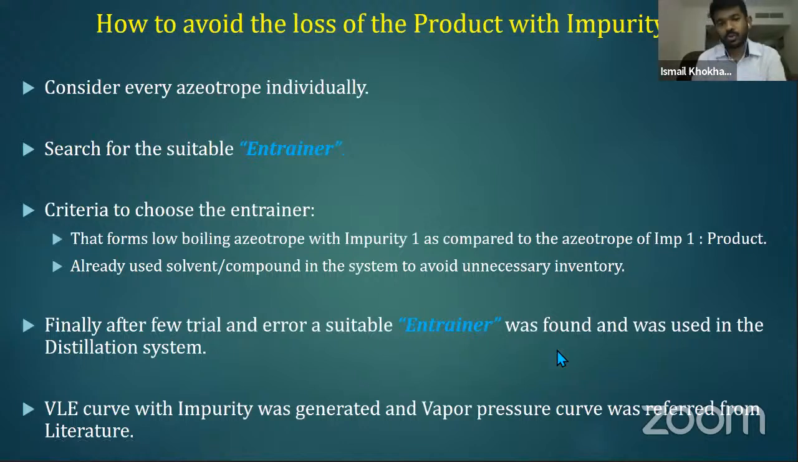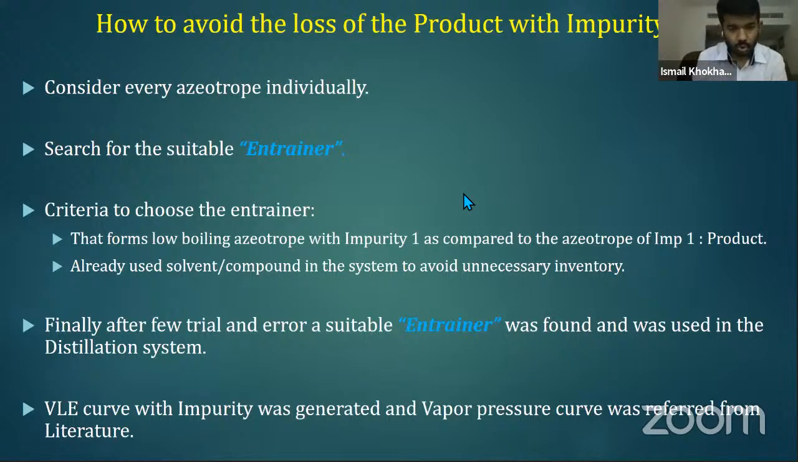So how are you going to control the loss of product and impurity? First of all, when you encounter such a distillation system where you are encountering five, six binary isotopes, and one is a ternary isotope, don't panic, because you consider every isotope individually. Forget about the other isotopes. Only consider the isotope which is a matter of concern now.